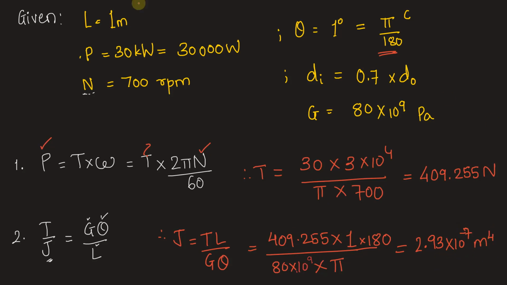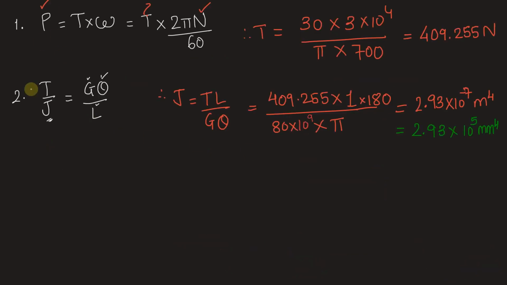Let's convert this to millimeters raised to 4. This will be equal to 2.93 into 10 to the power minus 7 into 10 cube raised to 4, right? 10 cube raised to 4 is 10 to the power 12. 12 minus 7 is 5. So this is nothing but 2.93 into 10 to the power 5 millimeters raised to 4.